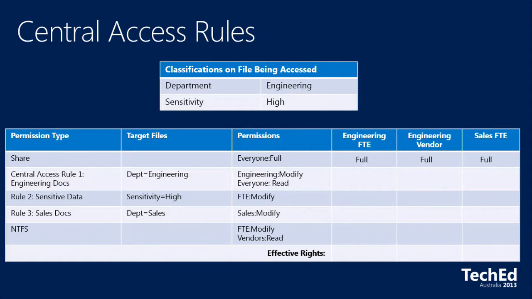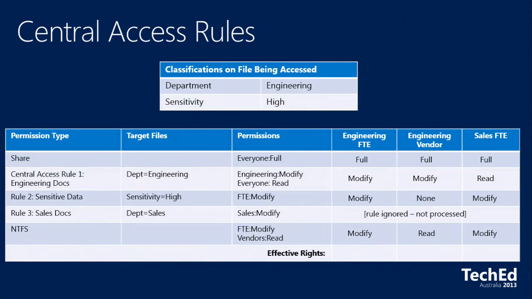The share for these resources, the department engineering and the sensitivity of the documents is high. They've all got full access because we tend to do that for shares. We control things via NTFS permissions. For the sales, Department of Sales, we don't have a rule for this one. The NTFS permissions are modify for the engineering FTEs, read for the engineering vendors, and the sales FTEs get modify.